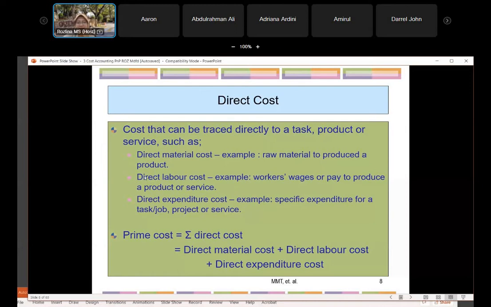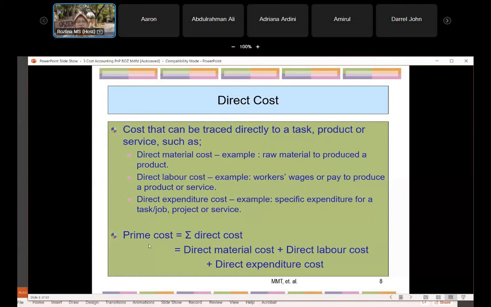This is direct labor cost. We have two types of labor cost. One is direct labor cost, and the other is indirect labor cost. Okay, later we will look at what the difference is. Then direct expenditure cost: specific expenditure for a task or job, project or service.